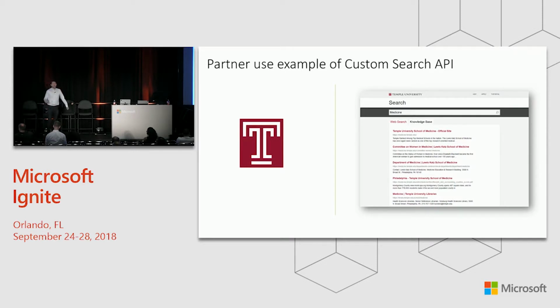Here's an example of a partner that's using our custom search. We create a JSON output, or we create a hosted UI. I'll demo that for you in a moment. Here's Temple University, who's using our output to connect their students with courses and find key information on their site.